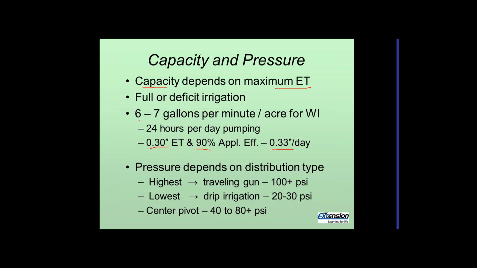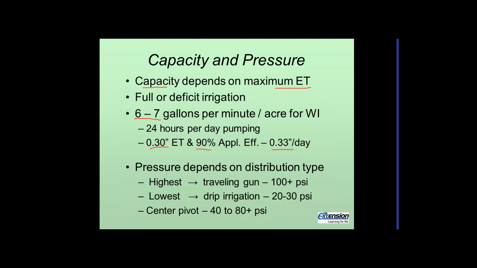Well, if you calculate that out into gallons per minute, it's going to be 6 to 7 gallons a minute per acre of land, and that's pumping 24 hours a day. So if we only wanted to pump 12 hours a day, it's got to be double that. So it'll be 12 to 14 gallons a minute. That just gives you an idea of the amount of water we need.